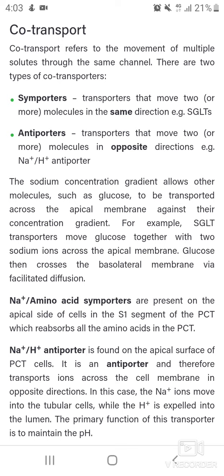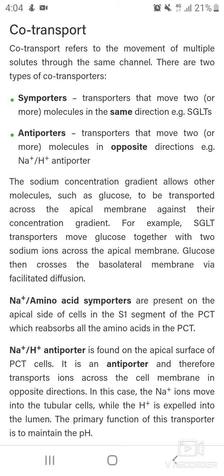The sodium concentration gradient allows other molecules such as glucose to be transported across the apical membrane against their concentration gradient. For example, SGLT transporters move glucose together with two sodium ions across the apical membrane. Glucose then crosses the basolateral membrane via facilitated diffusion. Sodium and amino acid symporters are present on the apical side of cells in the S1 segment of the PCT, which reabsorbs all the amino acids in the PCT.